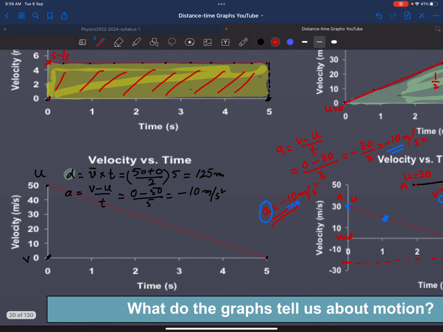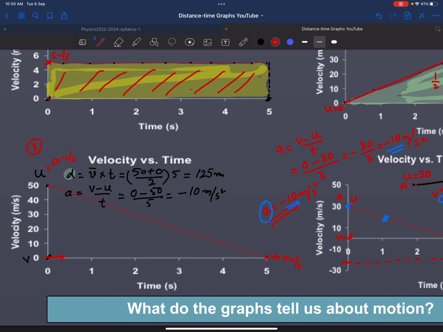Now when you come to graph 3, it's very simple again. Here the initial velocity is 50, and after 5 seconds you have a velocity which is equal to 0. This is the situation here. So you can say that v is equal to 0 meters per second in this case, and u is equal to 50 meters per second.